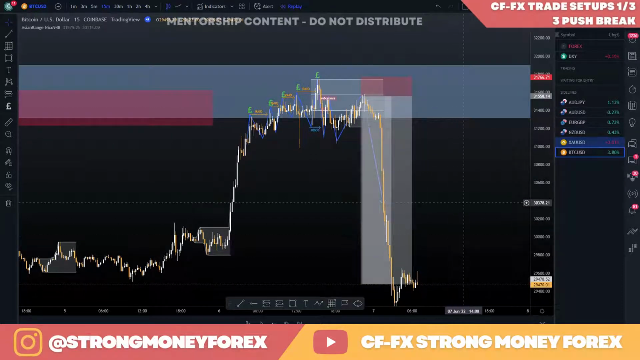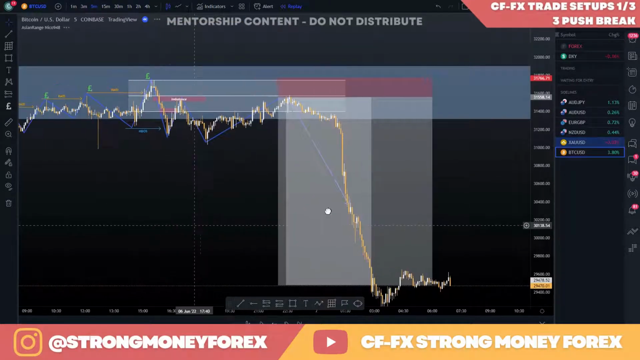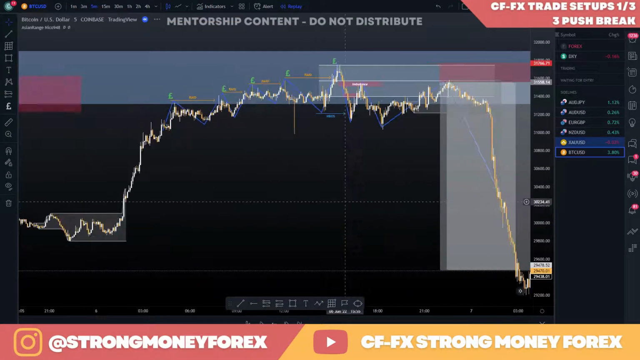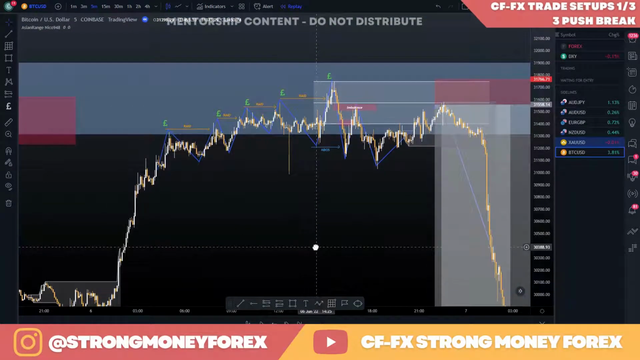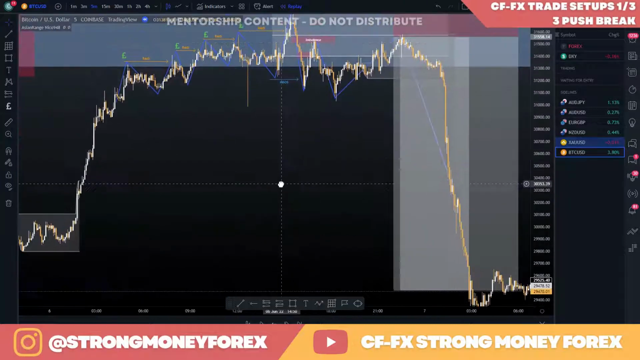You got a 10R trade. It's 10% on your account in 4 hours. So these trades are really high quality. This is what you want to be looking for when you're taking trades. You want to be looking for high quality trades that continually play out in your favor. High quality, high probability, and high potential.